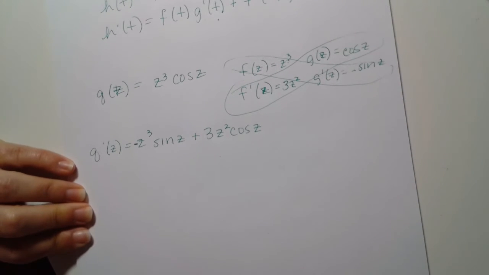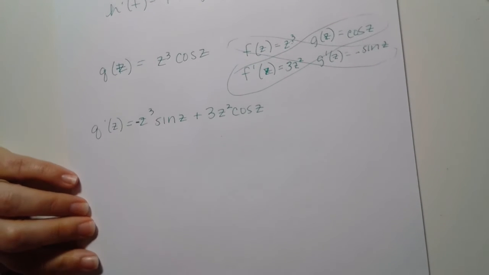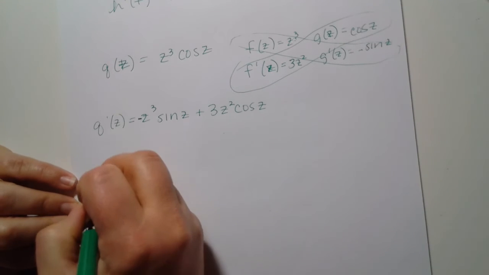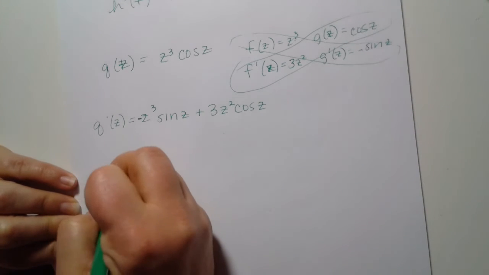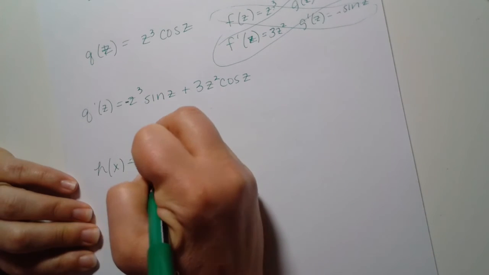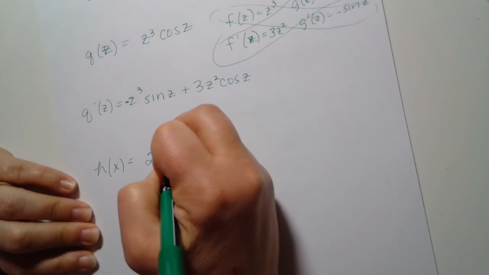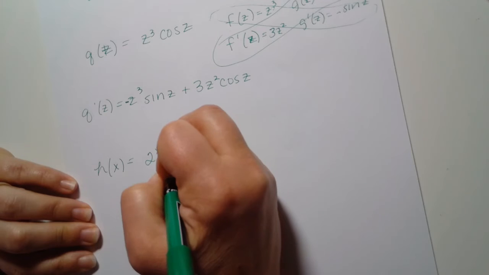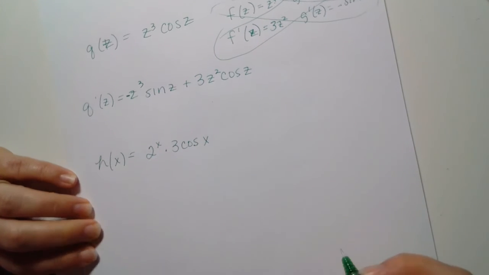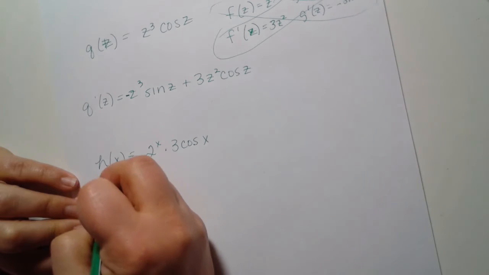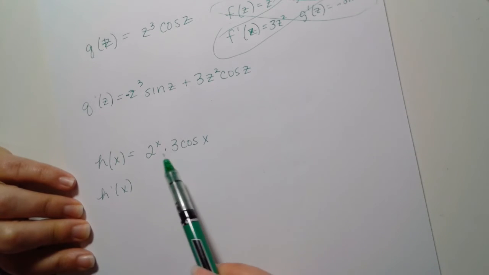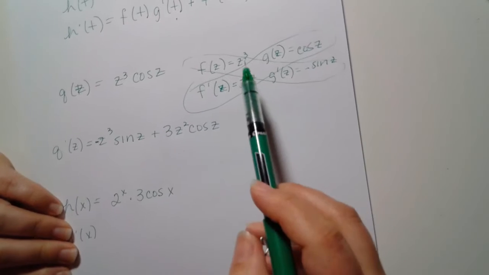So let's do another one. Let's say I have h of x is equal to, let's see, we'll do 2 to the x times 3 cosine of x. Now another way, it doesn't matter which one is which, right? I can call one of these f and one of these g and do it just like I did up here and write the derivatives separately.